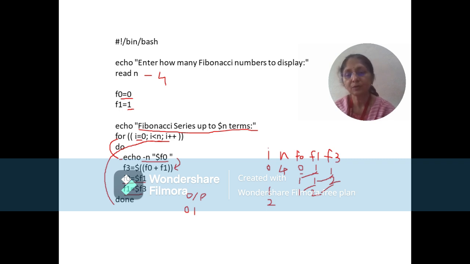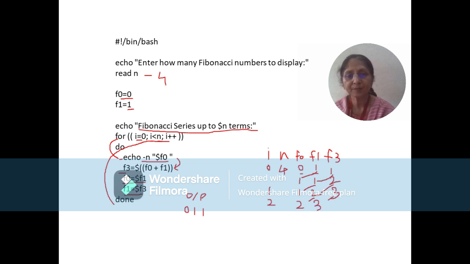Yes. Fine. Now it is saying echo F naught. What is there in F naught? 1. So it is going to echo. That means that is going to be the output. Fine. Now after that the control comes to the next line. We are calculating F3. What is F3? F naught plus F1. What is F naught? 1. What is F1? 2. 1 plus 2 is 3. The new value of F3 is 3. Fine. Then we are saying now F naught is F1. So F naught becomes 2. F1 is F3. So F1 becomes 3.